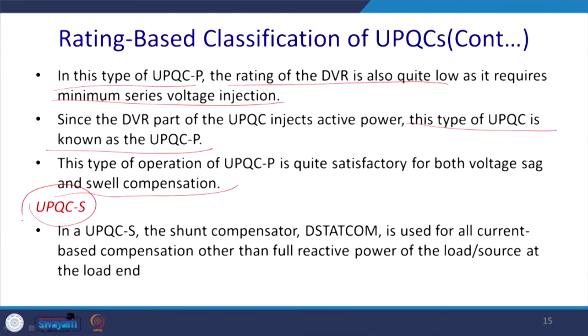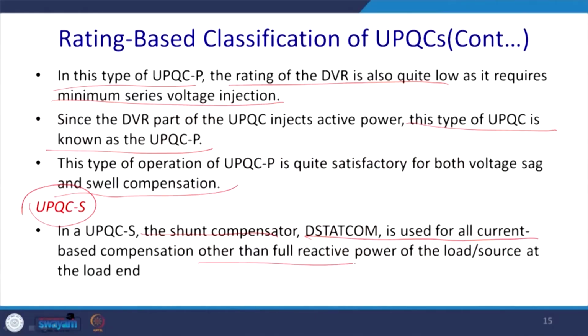There UPQC-Q always performs better, and thus there is a middleman in the road, that is the UPQC-S, which is based on the KVA rating, and it has flexibility, you can inject any voltage. In case of the UPQC-S, the shunt compensator DSTATCOM is used for all current-based compensation other than full reactive power of the load or the source end.